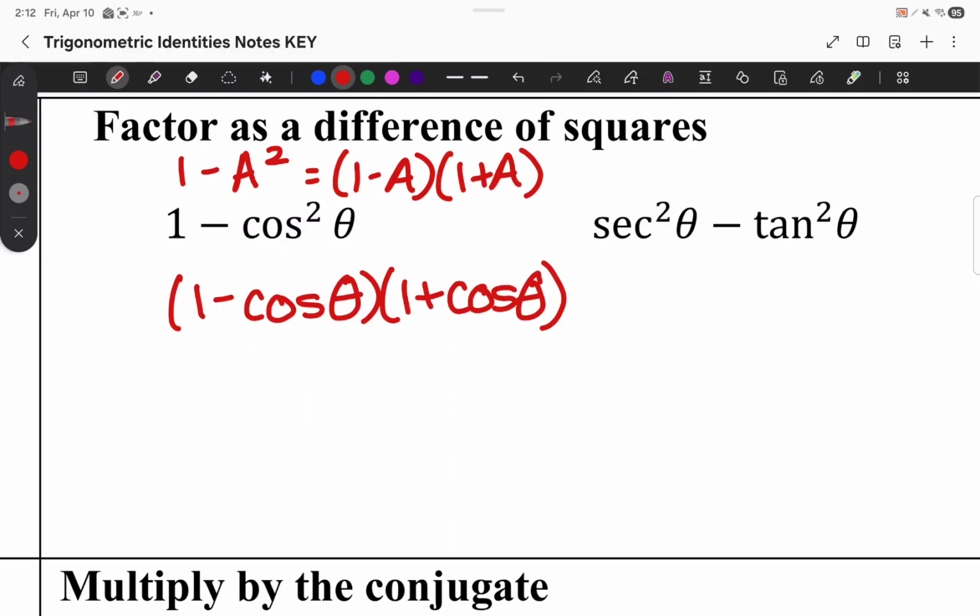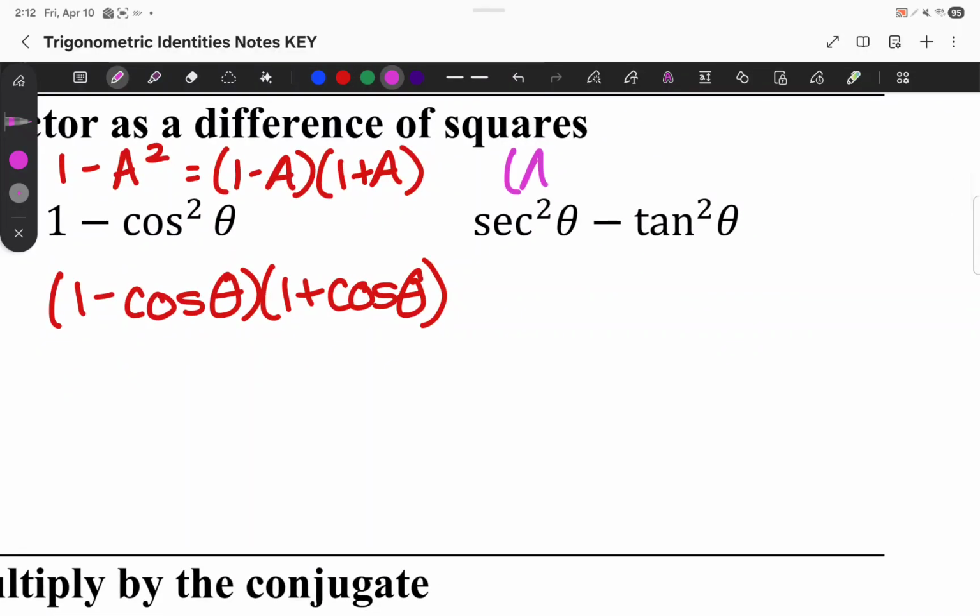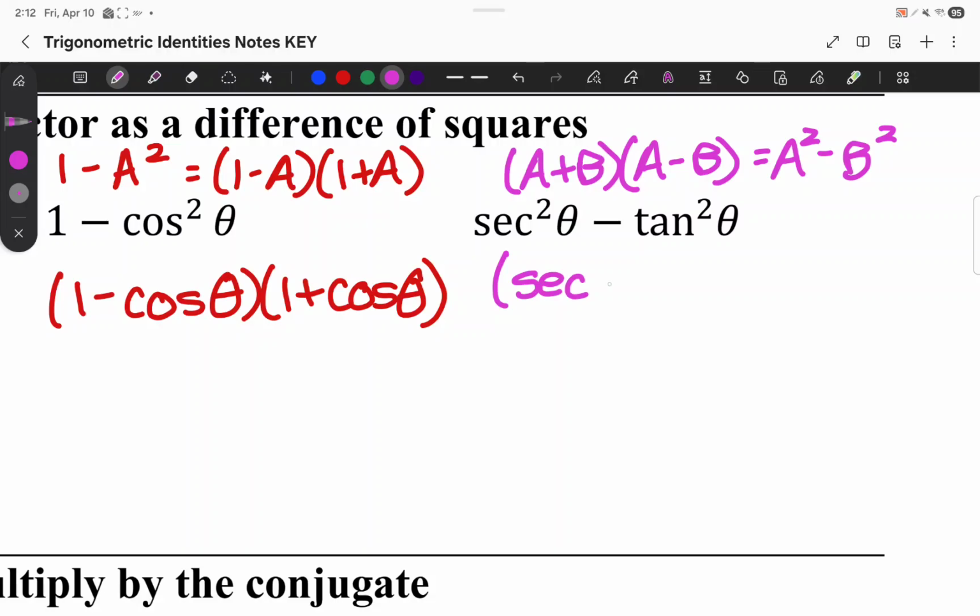Okay. On its own, this doesn't necessarily look simpler, but where I would do this is imagine if you had a fraction with this in your numerator and you had a 1 minus cosine theta in your denominator. Sometimes factoring your numerator and your denominator will let you divide out things that are in both, and that's another way of simplifying. Same thing if you have 2 terms for a difference of squares. This could be like a plus b times a minus b. That's a squared minus b squared, right? So if I did that with this, this would be secant theta plus tan theta times secant theta minus tan theta.